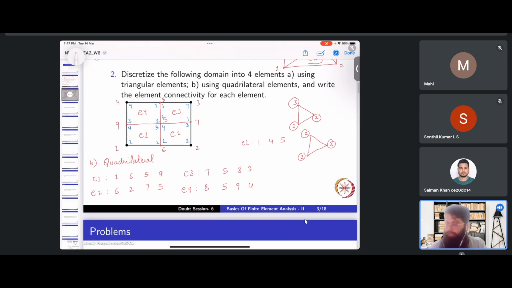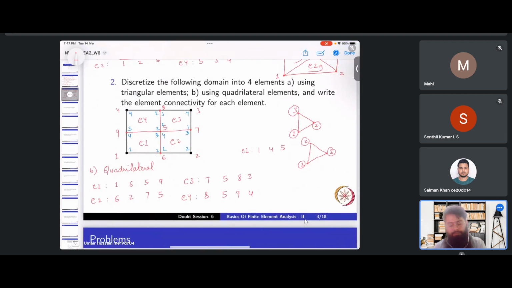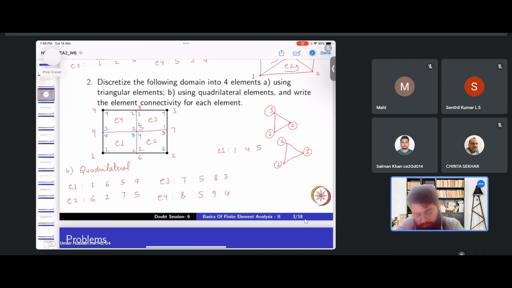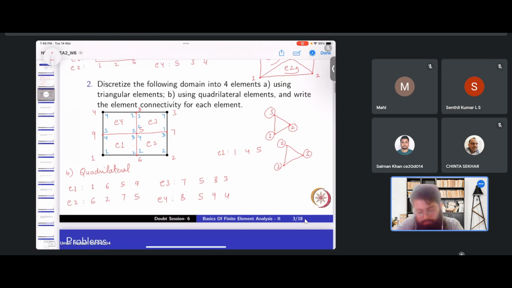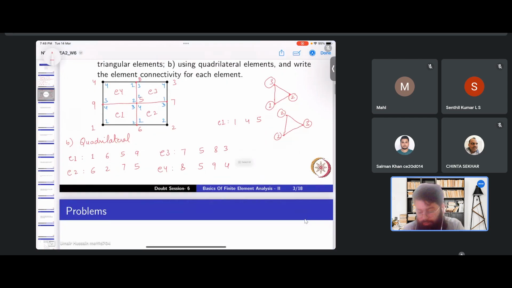So, I hope this concept is clear. If anyone is having any doubt in this, please let me know. We can discuss it now. Okay, so I hope this was clear for everyone. We can move on to the next problem.